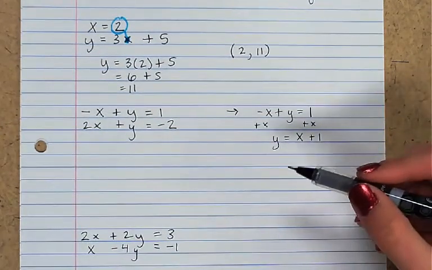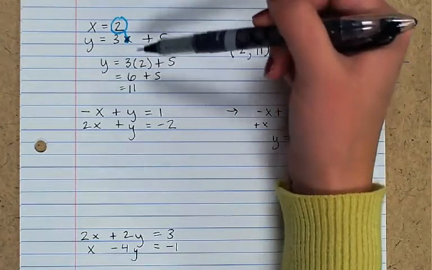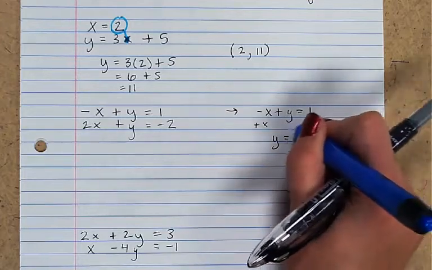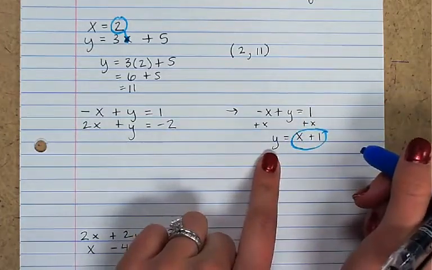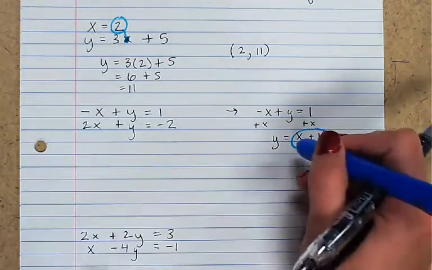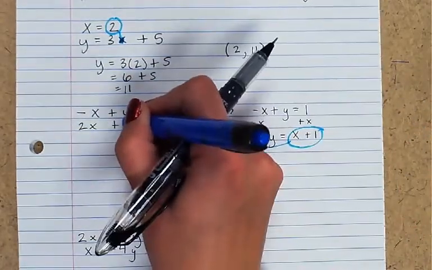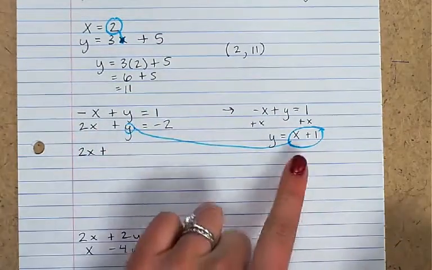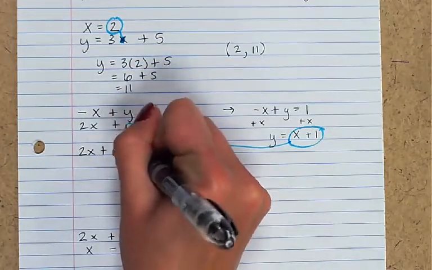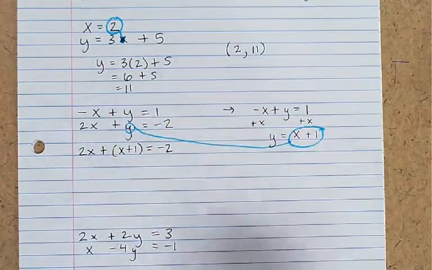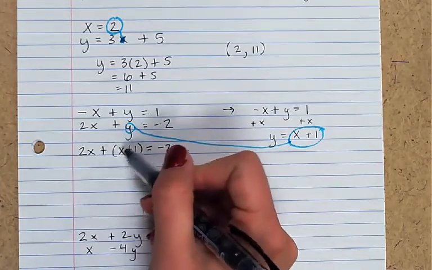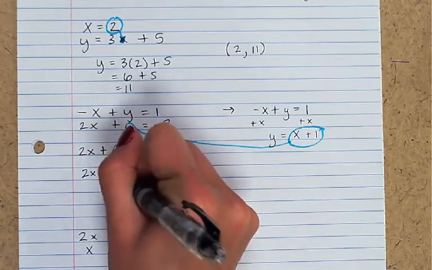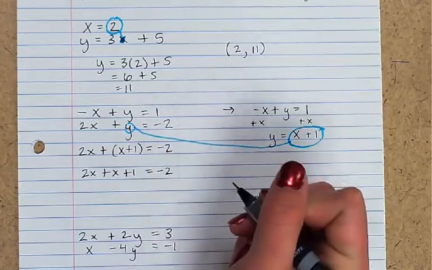Now, this time, it's not just a number. Here we just took 2 and plugged it in and solved. This time, it's a whole expression. So I'm going to take this whole expression, and this is what y is. It's x plus 1. That's what it equals. So I'm going to take that and plug it in for the y in the second equation. So we go 2x plus, now we're going to change y to what it equals, x plus 1, equals negative 2. On this part, since there's no number in front being multiplied, we can just take those parentheses off and say 2x plus x plus 1 equals negative 2.